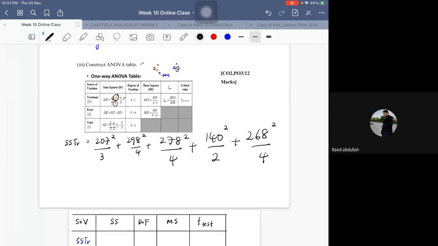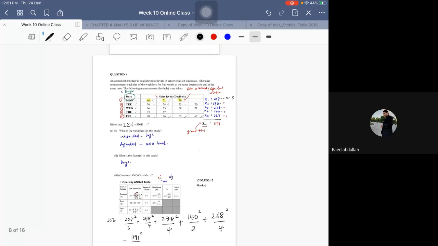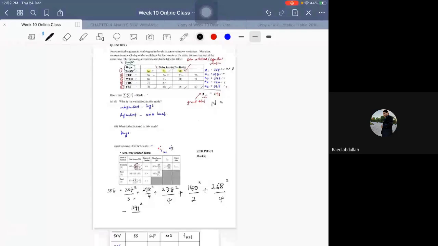And then I'm going to have minus. So I have x dot dot square, that is grand total, which is 1191 square. So divide by the capital N. And for this case, when I wanted to know what is going to be the capital N, all I have to do is total up all the samples. So first category, I have 3, 4, 4. So that is going to be 11. This is going to be 13, so plus 4. So that is going to be 17 samples in total altogether.